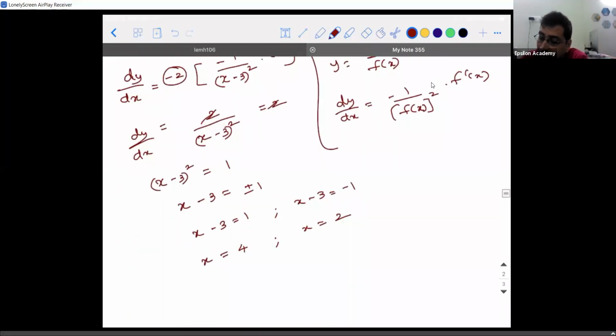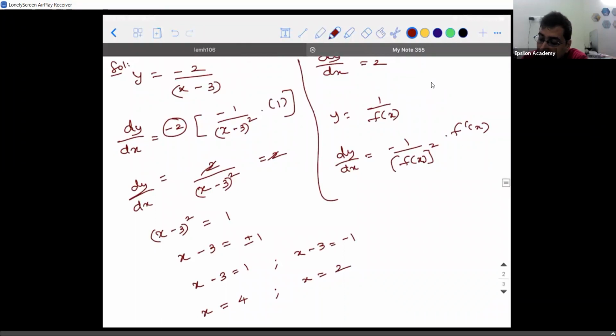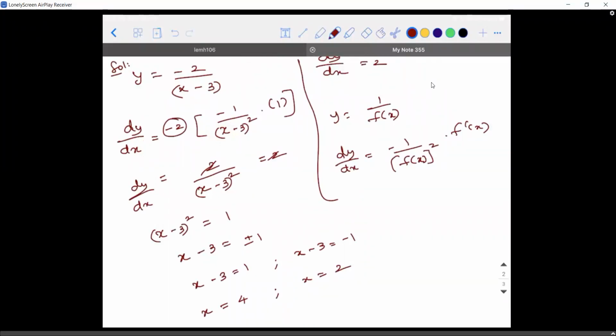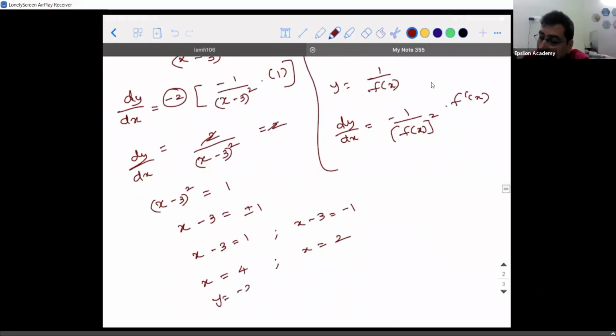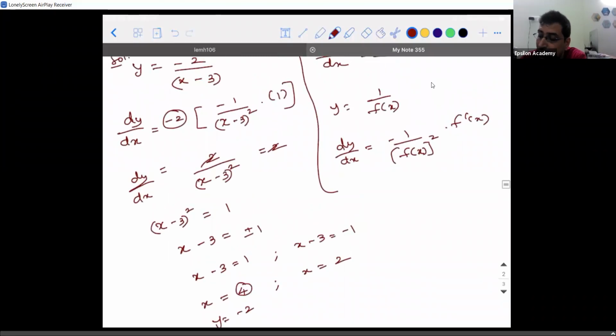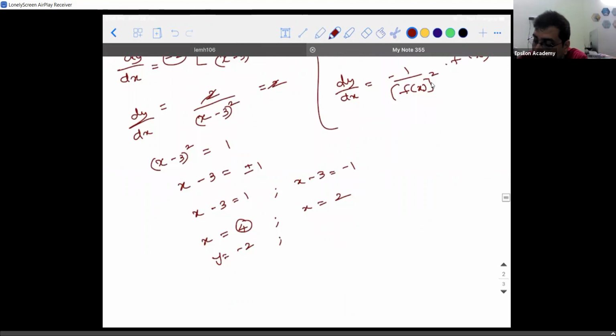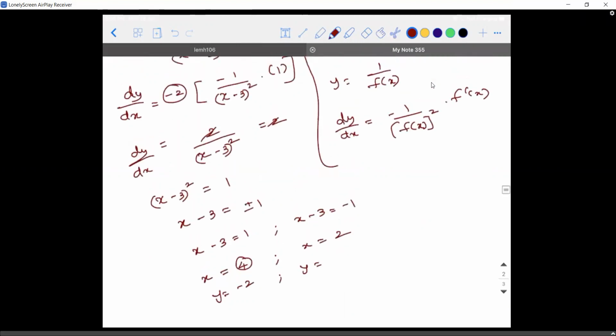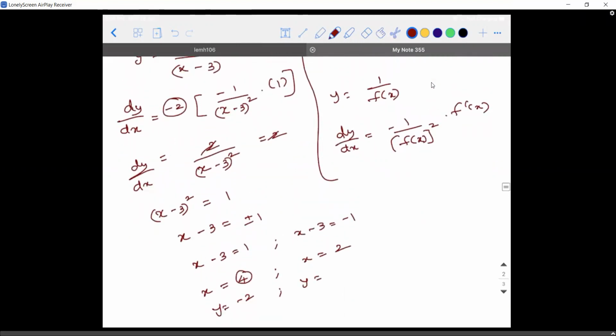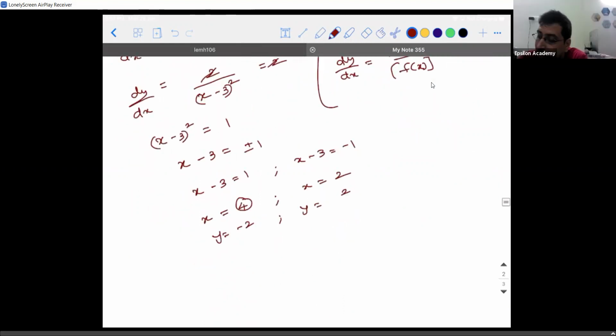X is equal to 4. How much is the value of y? Minus 2, sir. Minus 2. Correct. Those who didn't understand how that minus 2 has come, just take this 4 and substitute it here. Similarly, x is equal to 2. What will be the value of y? 2, sir. 2. Yes, sir. So what are the coordinates? 4 comma minus 2 and 2 comma 2. Correct? So these are the 2 points at which they are expecting.